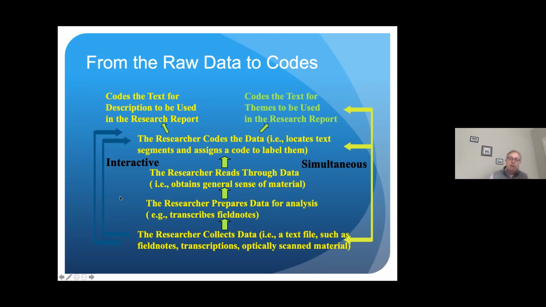Now, you'll see on the sides of this figure here, it notes that this process is interactive and simultaneous. So those are important. So for one, the simultaneous nature means that generally in qualitative research, we can start analyzing data as we're collecting it. So unlike quantitative research, you don't have to wait until all data are collected before you start to analyze it. And then two, it's interactive. And it's interactive, meaning that we often iterate between these steps.